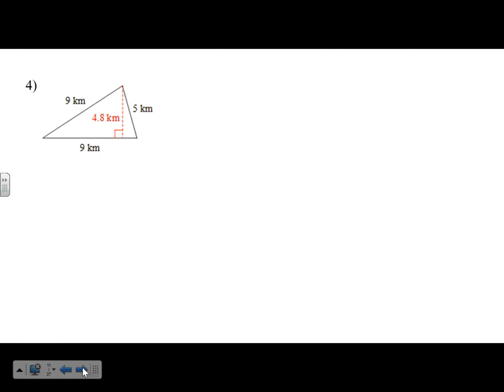So same thing with this one. 9 plus 5 plus 9 is the perimeter, 23. And for the area, it is 1/2 the base. The base is 9, and the height is 4.8. So 0.5 times 9 times 4.8 is 21.6.